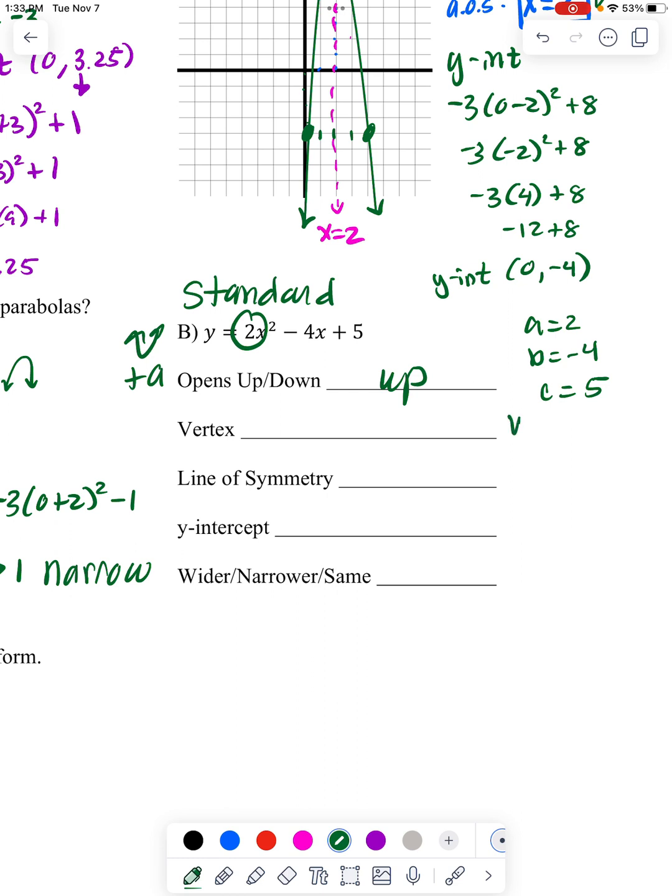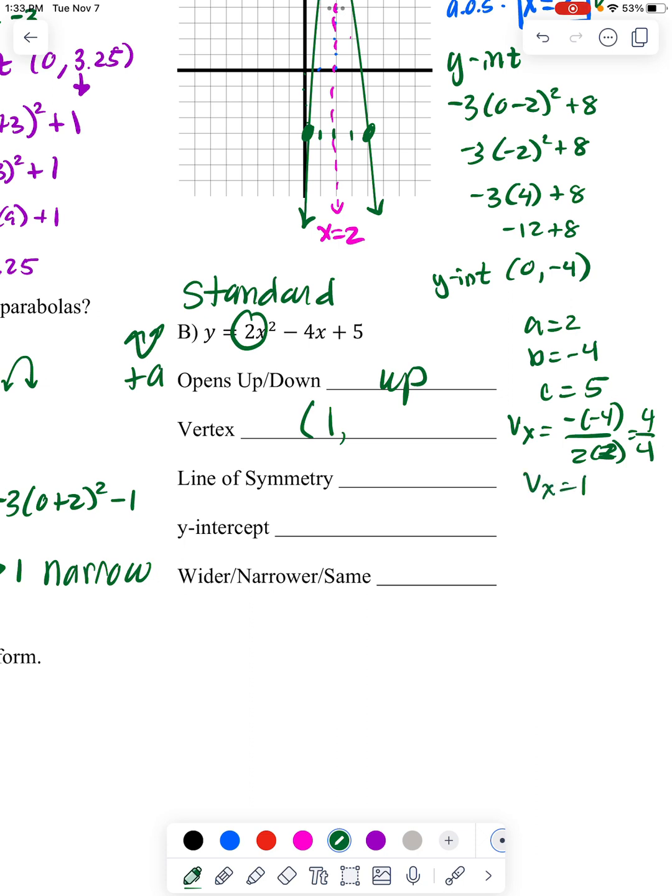My vertex is a little trickier. I have to take the opposite of my B over 2 times my A. Sorry, my B is negative, so the opposite of it is positive. So I end up with 4 over 4. So the x-coordinate of my vertex is just going to be a 1.